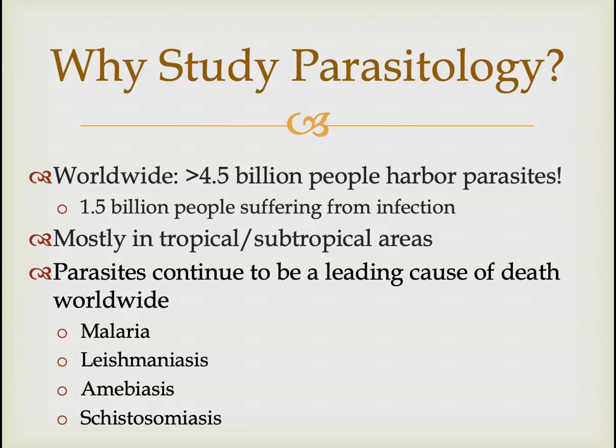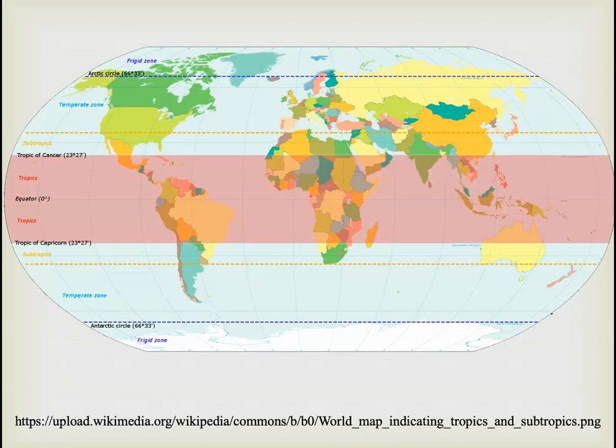So while we may not hear about it here too much, and we don't, it is still a very serious problem in other areas of the world. I have a picture here to remind you of where the tropics and the subtropics are, of course, on either side of the equator. So we're in the zone. We can definitely see parasites, and we do. We do see them.